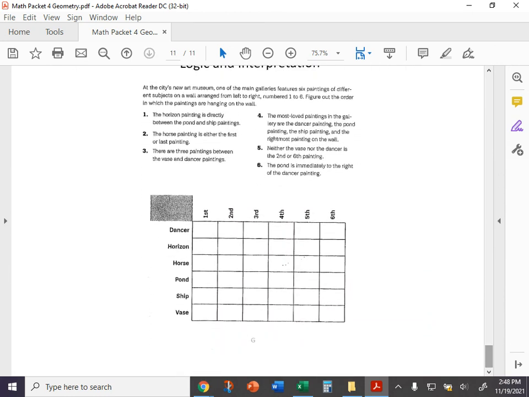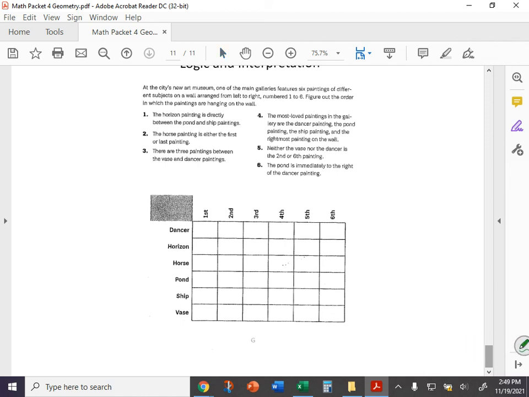And finally, a logic puzzle here. It says, at the city's new art museum, one of the main galleries features 6 paintings of different subjects on a wall arranged from left to right, numbered 1 through 6. Figure out the order in which the paintings are hanging on the wall. Okay. The first clue says, I almost said horizontal, the horizon painting is directly between the pond and ship paintings.